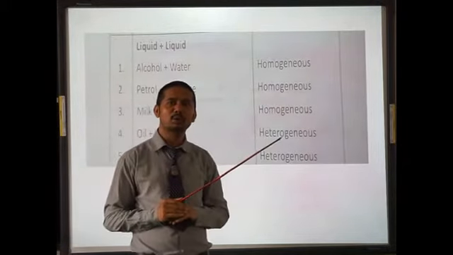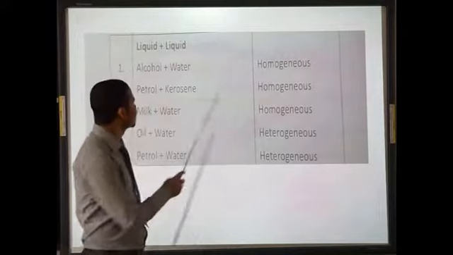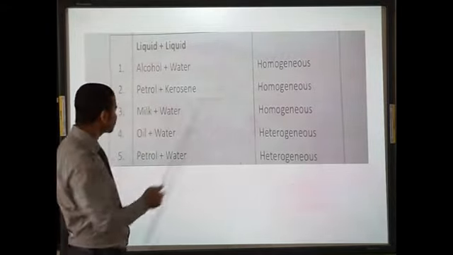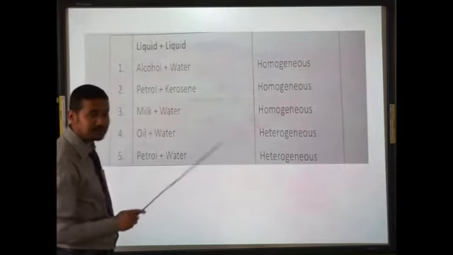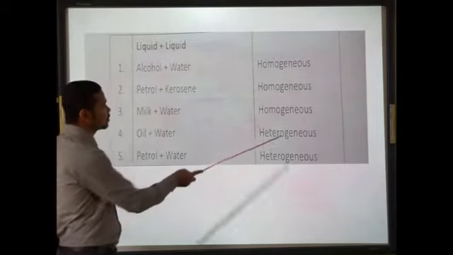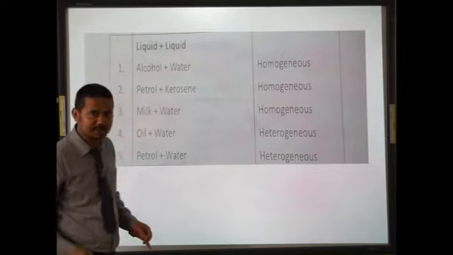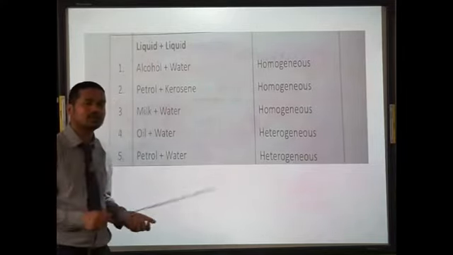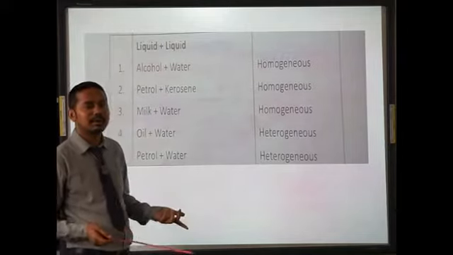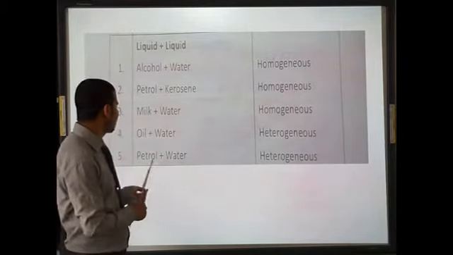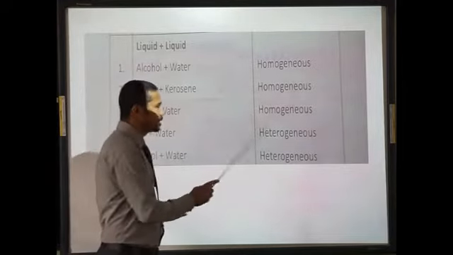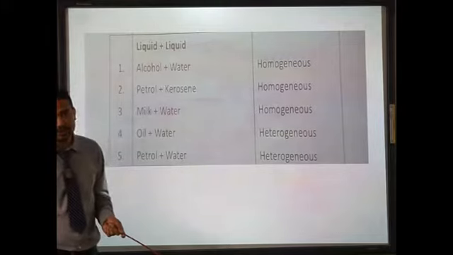So homogeneous. Then milk and water also forms a homogeneous mixture. Oil and water, they form different layers, they cannot mix. So it forms a heterogeneous mixture, they cannot mix uniformly. Petrol and water also cannot form a homogeneous mixture. They form different layers, they cannot mix uniformly, so they form a heterogeneous mixture.